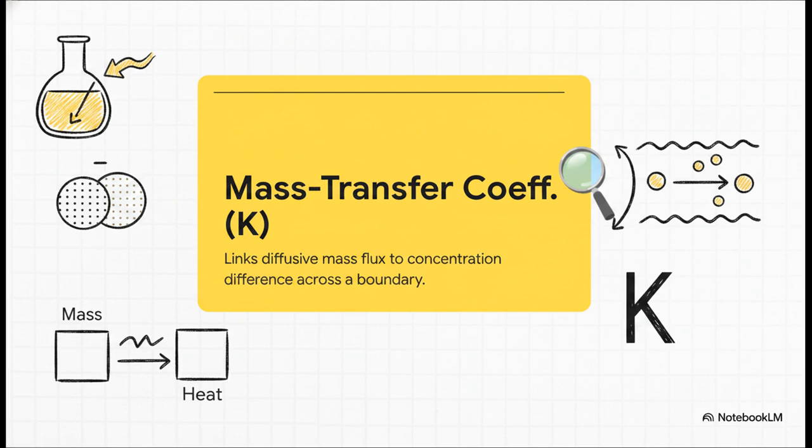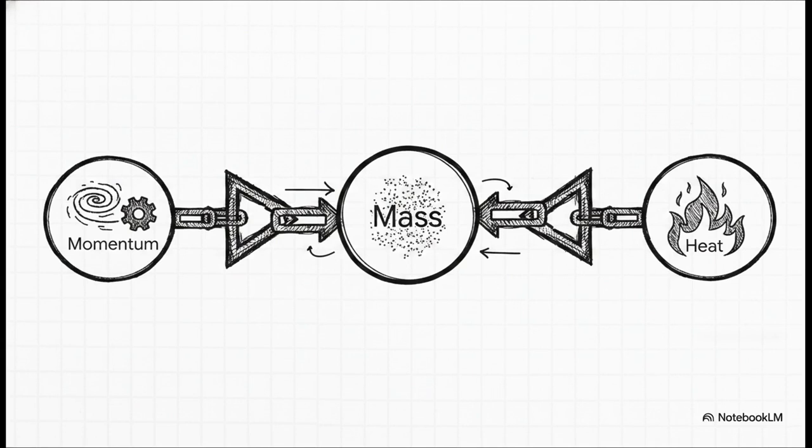difference across a boundary. If you remember our analogy from just a minute ago, K is simply the mass transfer equivalent to the heat transfer coefficient used in thermodynamics. It just gives us a very concrete, measurable number for how easily mass can move through a specific boundary. And this brilliantly illustrates how deeply interconnected all these physical phenomena really are.